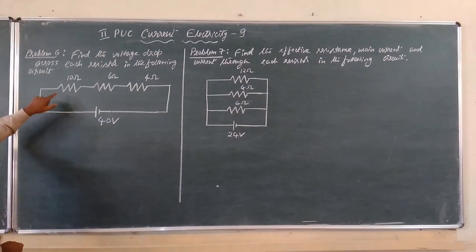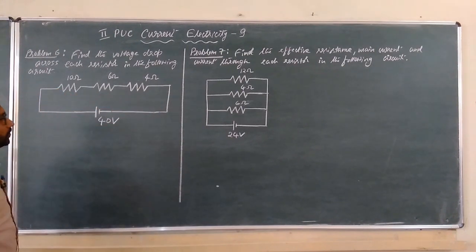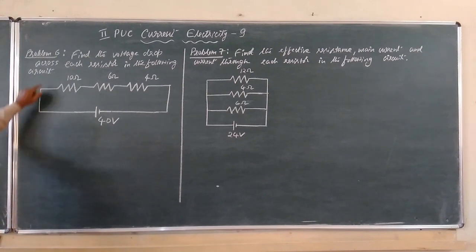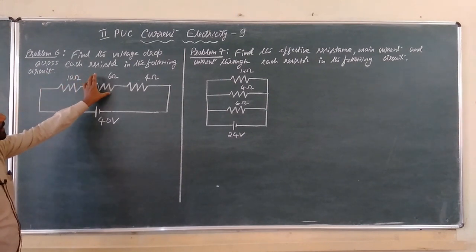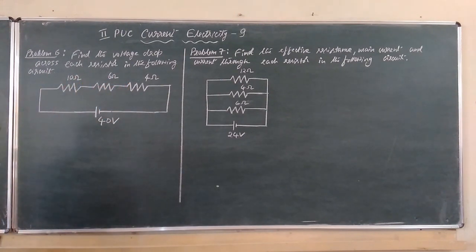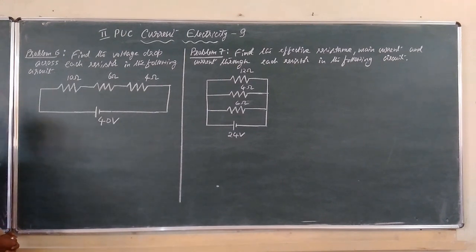The values of resistance are given: 10 ohm, 6 ohm and 4 ohm. They are connected in series. So find the voltage drop across each resistor. You have to find out what is the voltage drop across each resistor in this particular circuit. So how to solve this problem?